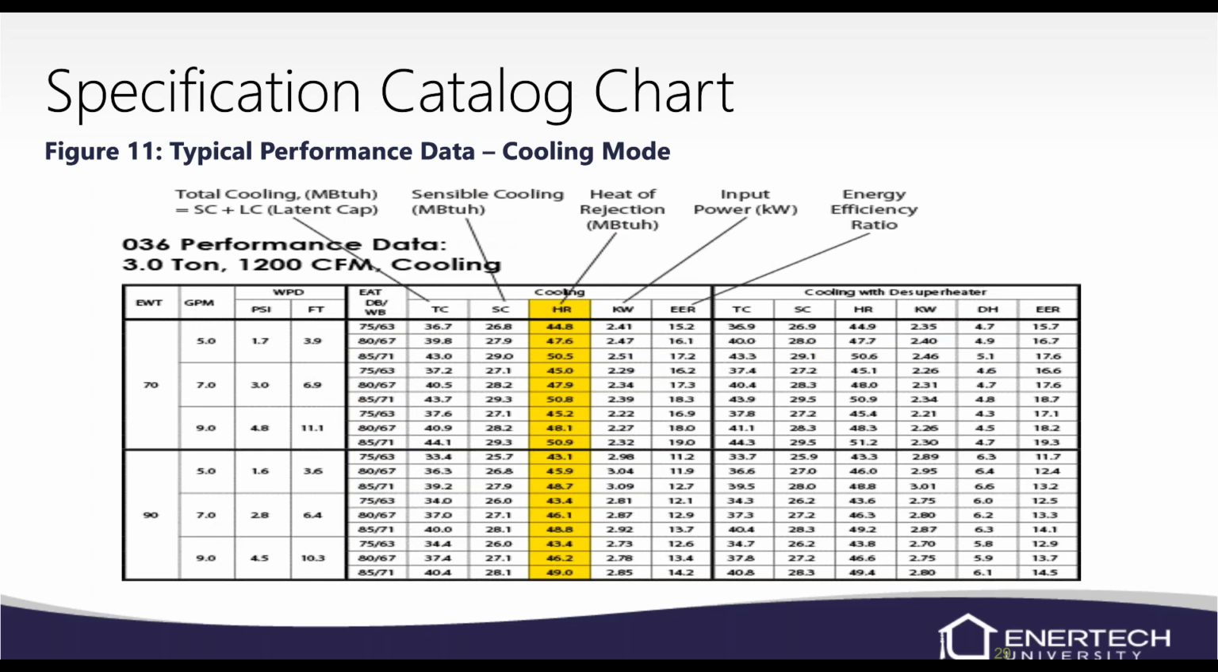In cooling, we use HR, heat of rejection, and this TC is your total cooling capacity. So your cooling capacity from the home is going to be lower than your heat of rejection, again due to that heat of compression. In cooling mode, we still have that heat from the compressor that we have to do something with. So we pick it up and we put it in the loop field. That's why your heat of rejection is always higher than your heat of extraction.